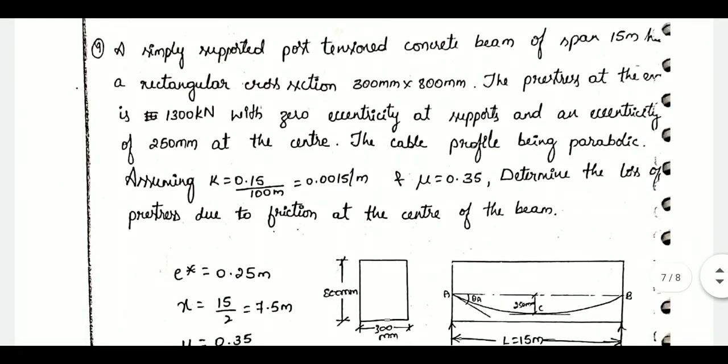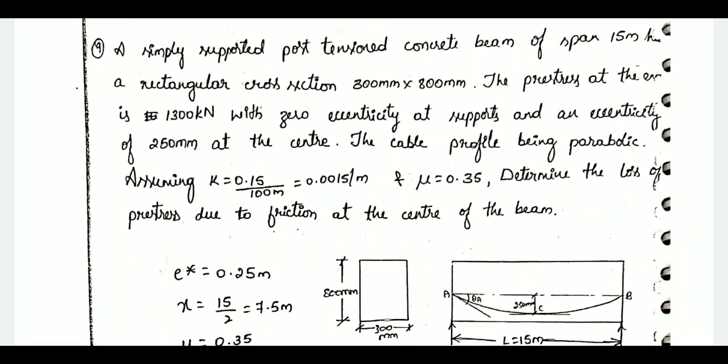A simply supported post tension concrete beam of span 15 meter has a rectangular cross section 300 mm by 800 mm. The pre-stress at the end is 1300 kN with zero eccentricity at supports and an eccentricity of 250 mm at the center. The cable profile being parabolic, assuming K equals 0.15 per 100 meter, that is 0.0015 per meter, and mu equals 0.35. Determine the loss of pre-stress due to friction at the center of the beam.